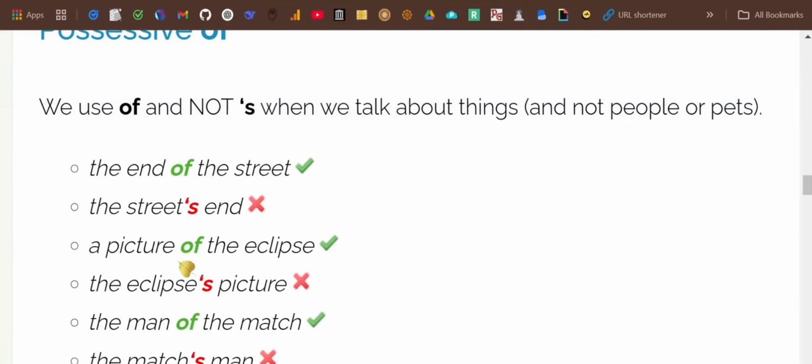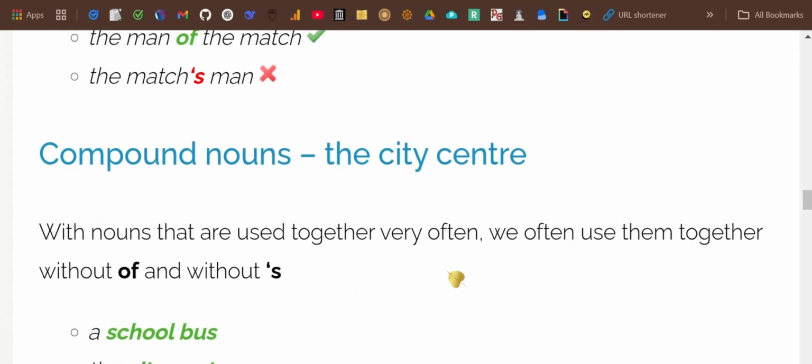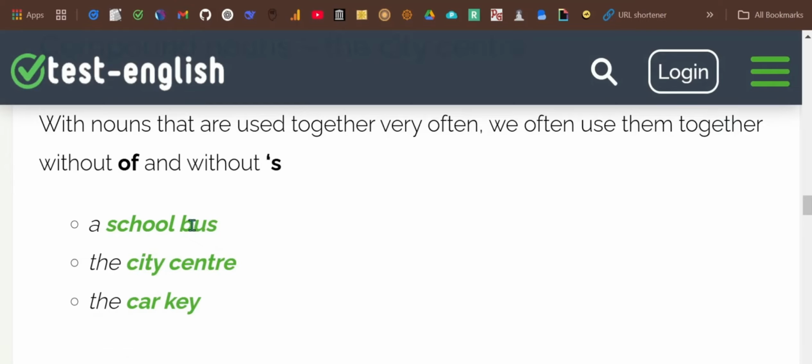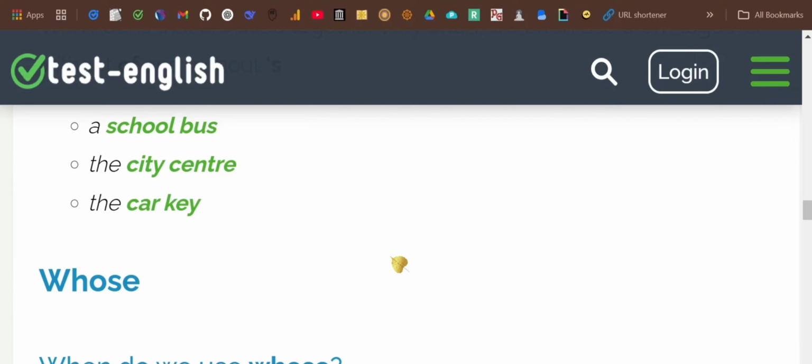Possessive with of. The end of the street, the picture of the eclipse, the man of the match, not the match's man, something like that, okay? Yeah. Compound noun, city center, school bus, another one, city center, car key. Okay? It also shows kind of like a possessive, right?